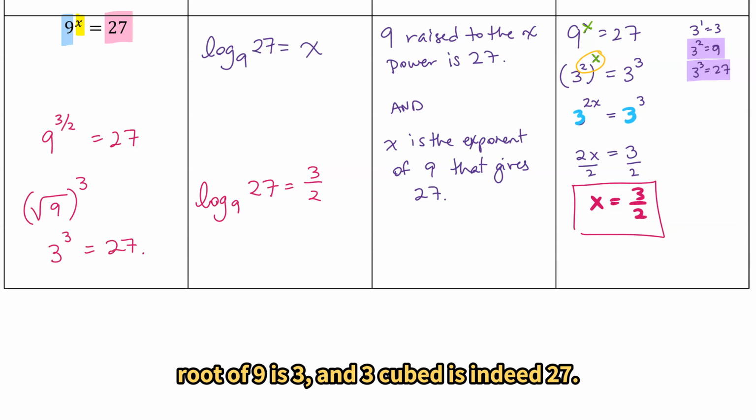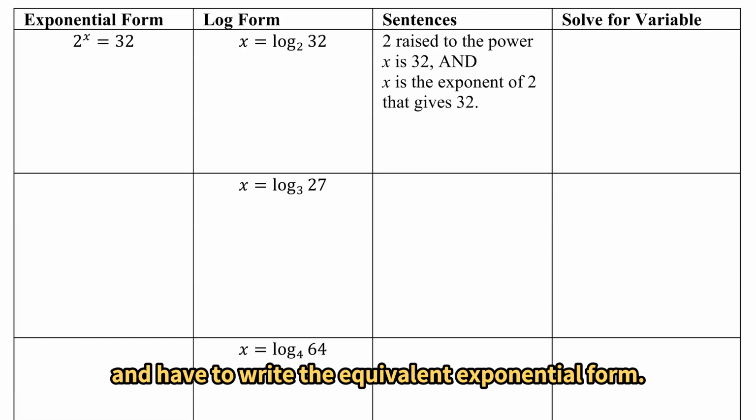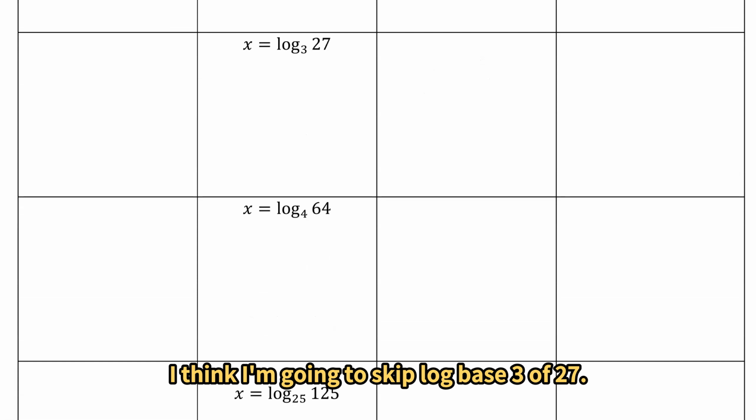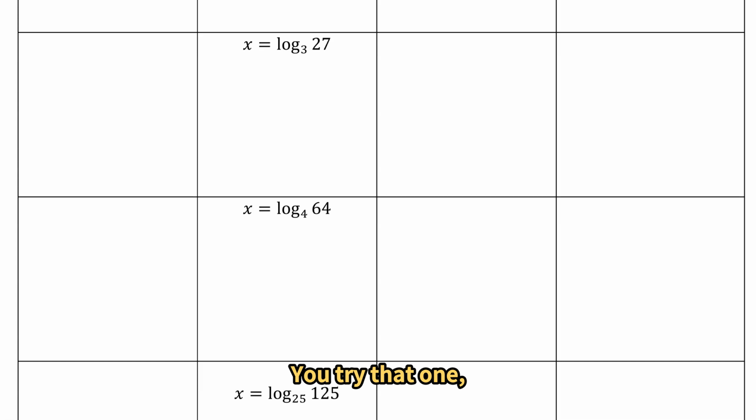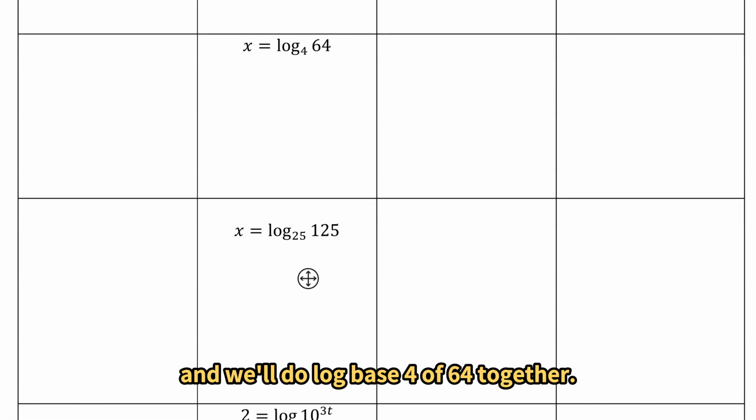Now let's switch it around. Instead of being given the exponential form and needing to write the equivalent log form, now we're going to start with the log form and have to write the equivalent exponential form. To look at, I think I'm going to skip log base 3 of 27. You try that one, and we'll do log base 4 of 64 together.